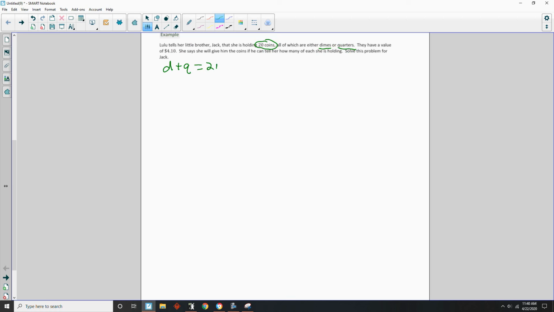equals 20 coins. So we're going to let D equal the number of dimes, and we're going to let Q equal the number of quarters. Okay, so we have to tell our reader what we're representing our variables as. So D is the number of dimes, and Q is the number of quarters. So D plus Q equals 20. The sum of all dimes and quarters equals 20 coins.